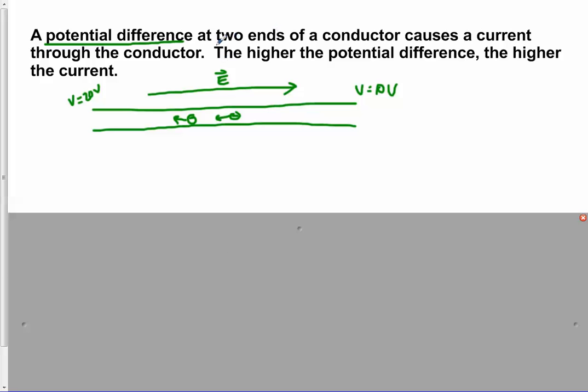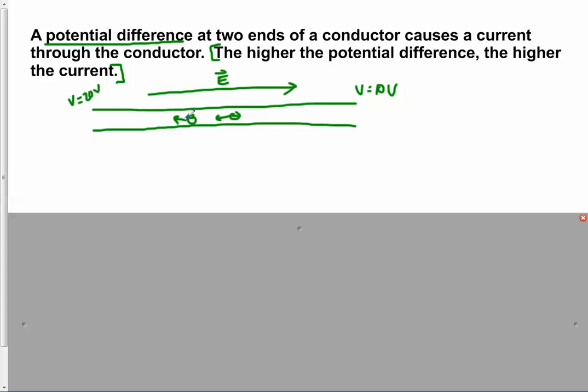And what I want to say here, and here's the important line, the higher the potential difference, the more current you'll have, the higher the current you'll have. You'll have more charge moving past any given point per second. Okay, because the drift velocity will be higher, and you'll get more charges passing any given point in the wire every second.